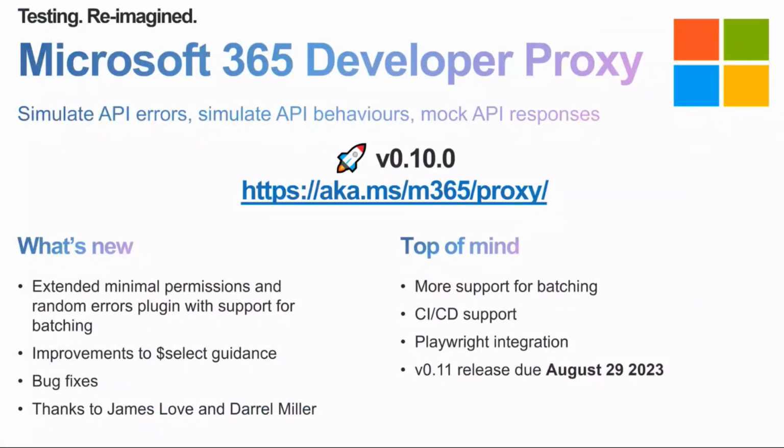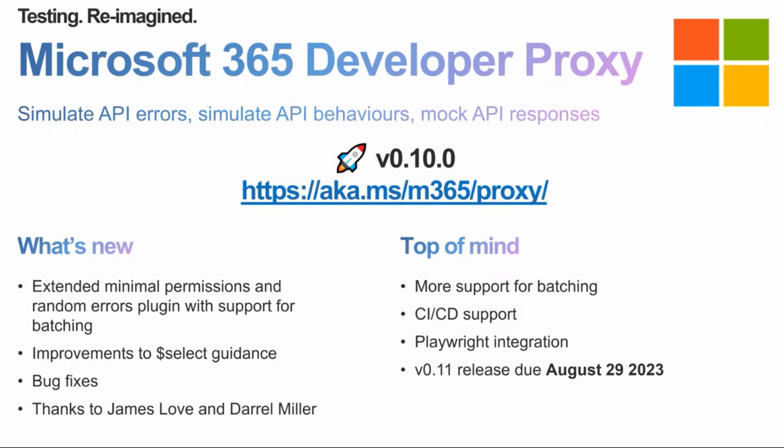Okay, so today we have a new release of Microsoft 365 Developer Proxy. We've released 0.10. That's available now. In this release, we have extended the functionality that we had already, the minimal permissions plugin and random errors plugin for Graph, which now support batching. So that was an important milestone. We're going to continue with adding support for batching into other plugins as well.